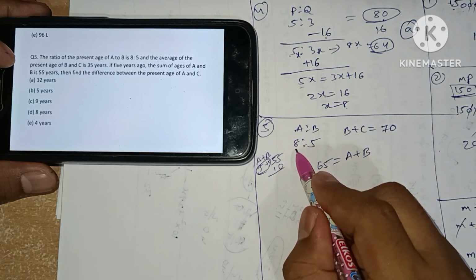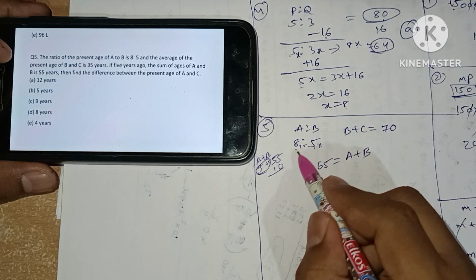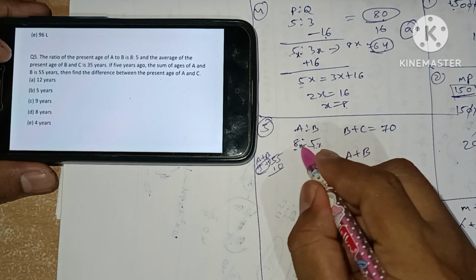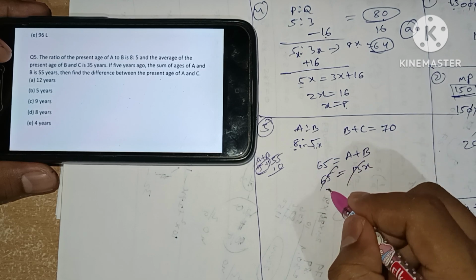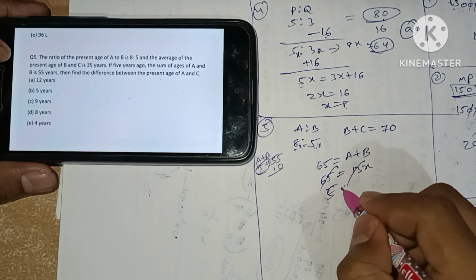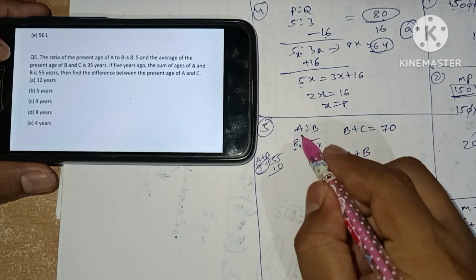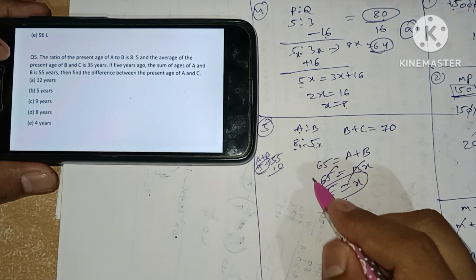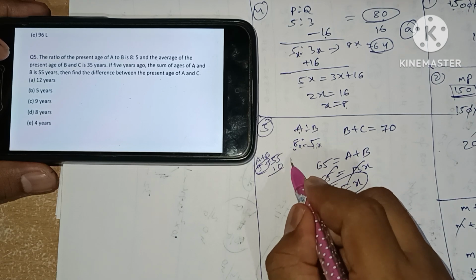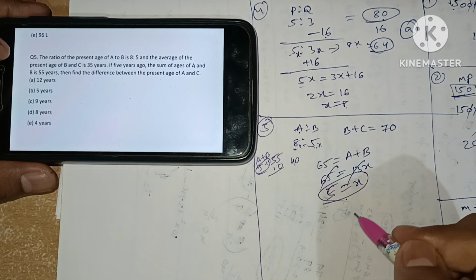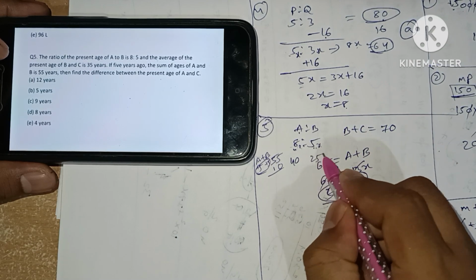We have the ratio of A and B, which is 8 and 5, so 8x plus 5x. The sum of these two will be 13x. 13x value is 65. 13 times 5 is 65. So the x value we got is 5. So we can find the value of A. 5 times 8 will be 40. So A is 40, B is 5 times 5, 25.